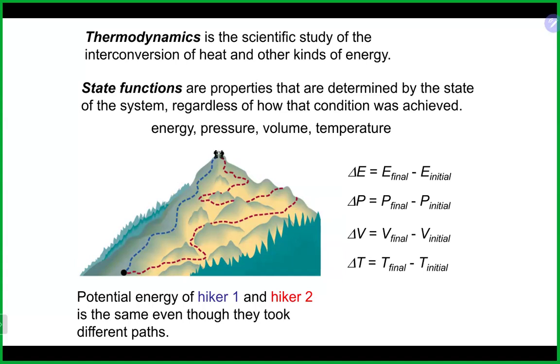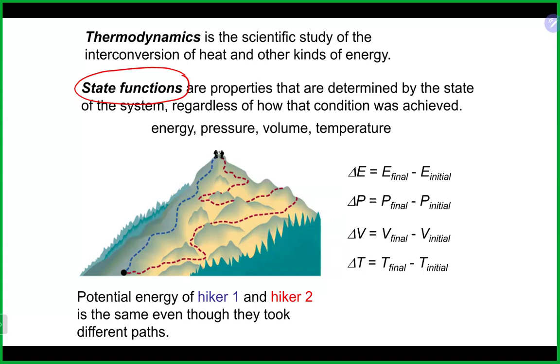In the case of the first law of thermodynamics, we deal a lot with, again, the energy component of it. There are certain properties that are referred to as state functions. State functions are properties that are not determined by how it got to a certain place, but really only two important things: where it started and where it ended. It doesn't matter how you got there, it just matters where you started and where you ended. Things like energy, pressure, volume, and temperature are all state functions.